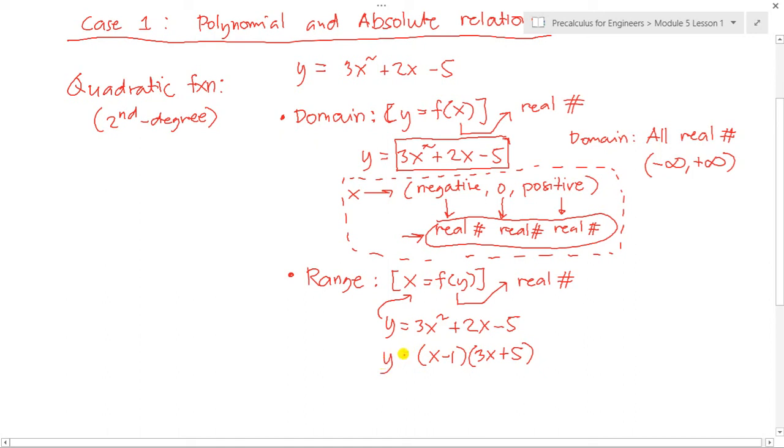But by having this form, class, is there a chance that it can still be transformed into this? It is very difficult, right? Any idea?